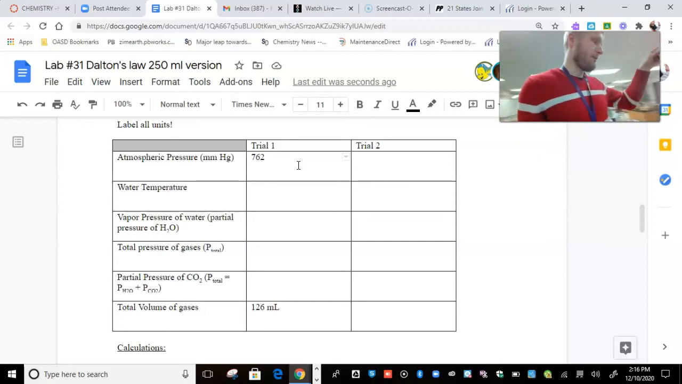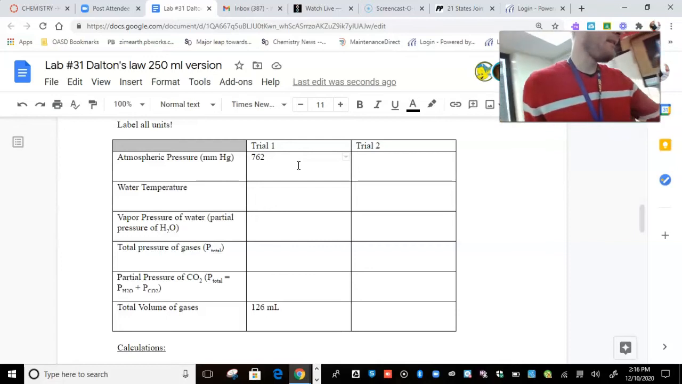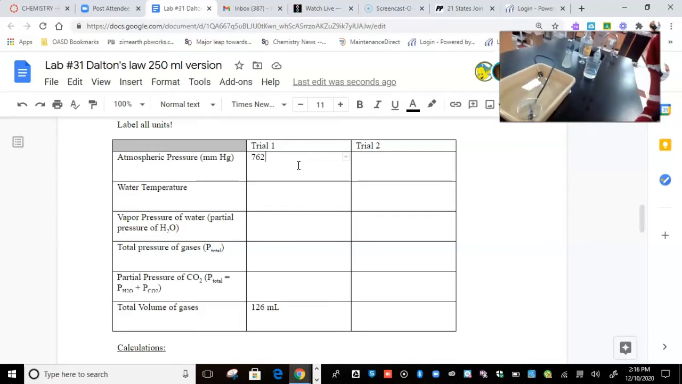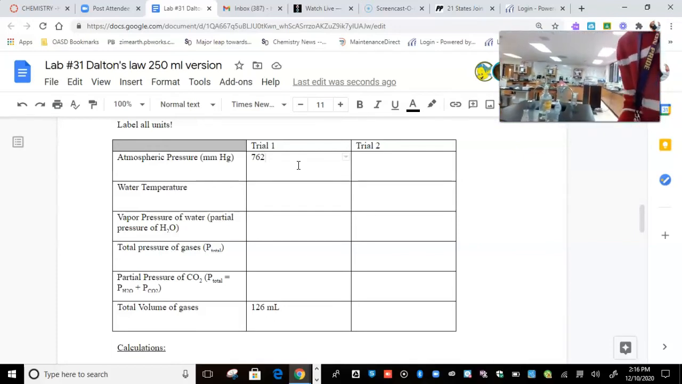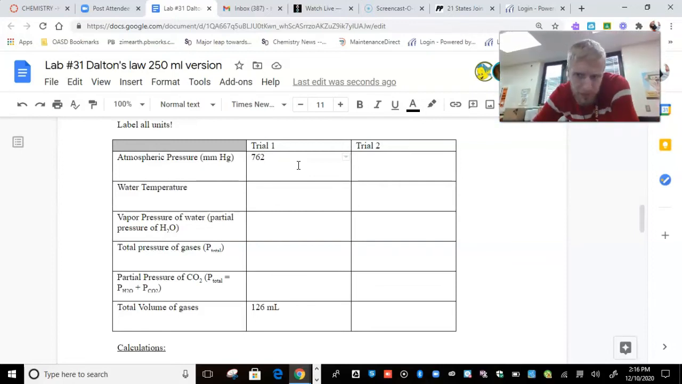Going to get my thermometer out. Here we go. See, it's at like 19 right now. We're going to stick that in there. Oh my gosh. It's totally submerged, but that's fine. We'll get the temperature anyways there. Okay. Once we get the water temperature, then we can figure out the partial pressure of the water vapor. Okay, total pressure of gases, that's going to be 762. It's going to be the same thing as the atmospheric pressure.